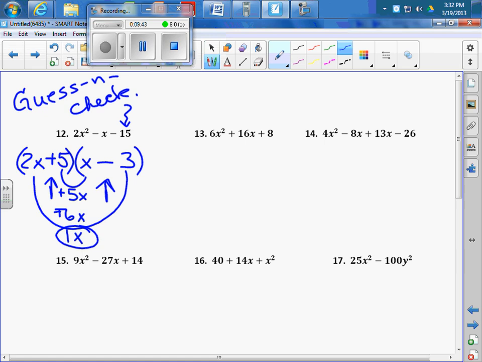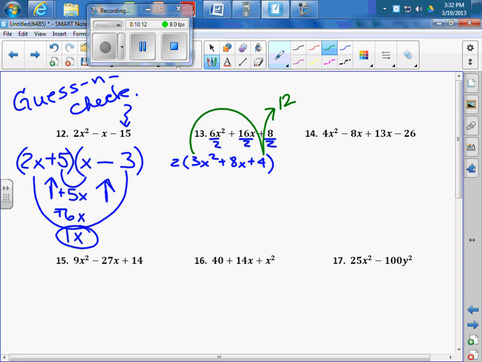In number 13, what are you going to do first? Well, what I would do is look for a GCF. Do we have one? Looks like it. So I'm going to have 2 times the quantity, 3x squared plus 8x plus 4. Now, I need to know, can this thing be factored again? How do you know? Remember what we did? Is we would take 3 times 4 and get 12.